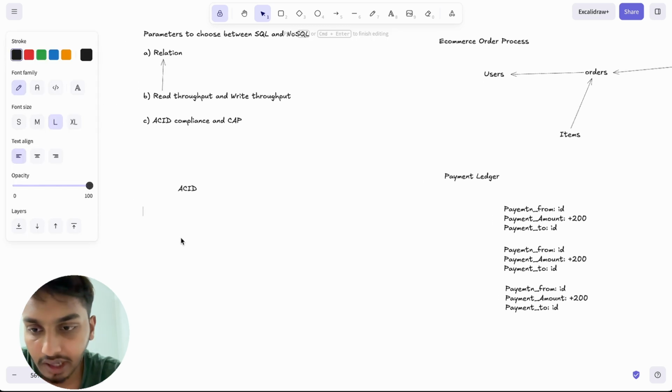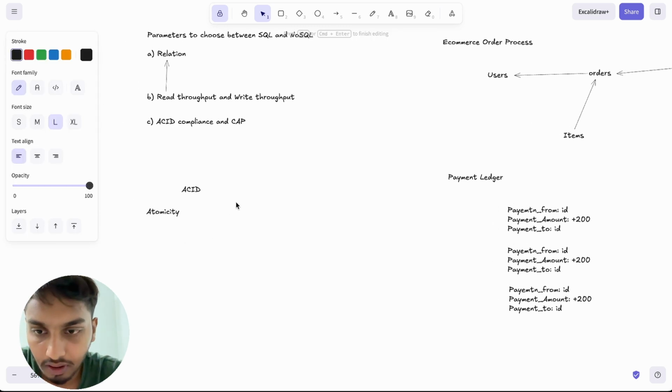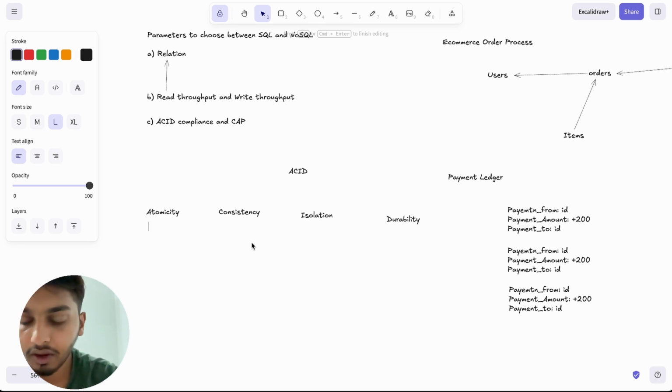A in ACID stands for atomicity, while C stands for consistency, I stands for isolation, and D stands for durability. What is atomicity? Atomicity refers to the idea that a transaction will either happen or it will not happen.